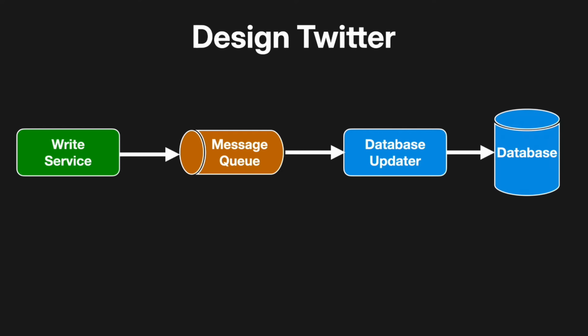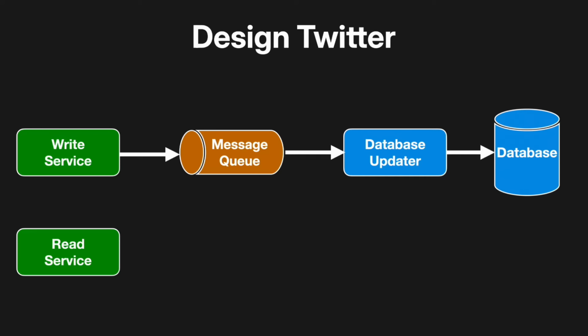Now that we've handled how to deal with writes using the write service, message queue, and database updater, let's move on to how we're going to handle reads. In a system like Twitter, reads far outnumber writes. Users are constantly viewing tweets, profiles, and timelines, so it's important that we serve this data as fast as possible. To start with this, we'll introduce a read service. This service will handle all user requests to read data, like fetching tweets, profiles, or timelines.